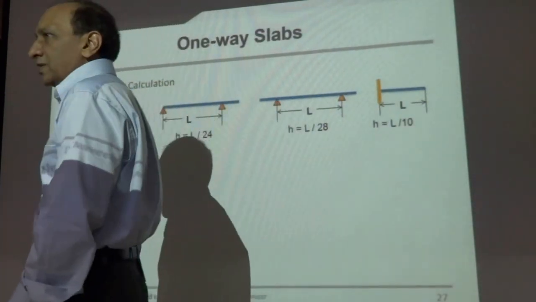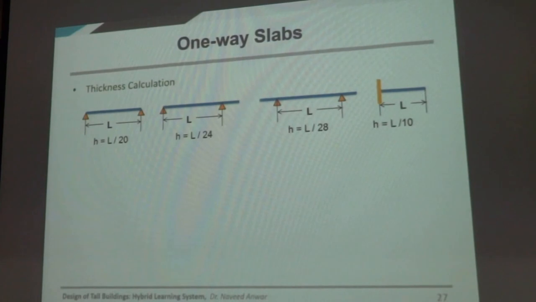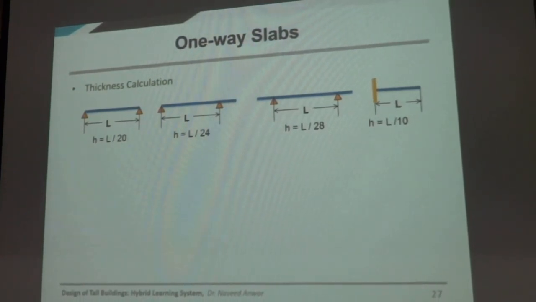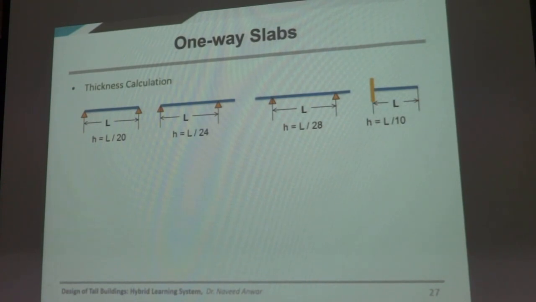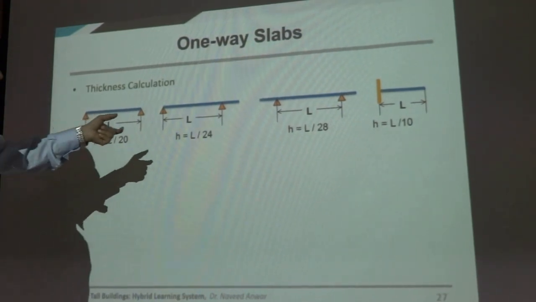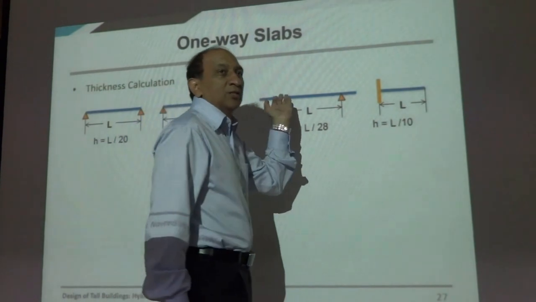What's wrong with these equations? These are the equations taken from the code. As usual, the code is wrong. Why? What's missing? Load. It doesn't care about the load. It is giving you the same depth of the beam, whether I have very heavy loads or very small loads.